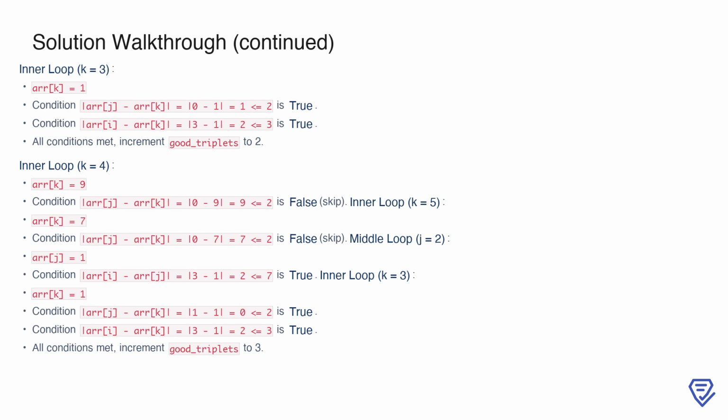We then continue with the middle loop, setting j equals 2. Now arr[j] equals 1, and the first condition, |3 - 1| equals 2, satisfying a less than or equal to 7.